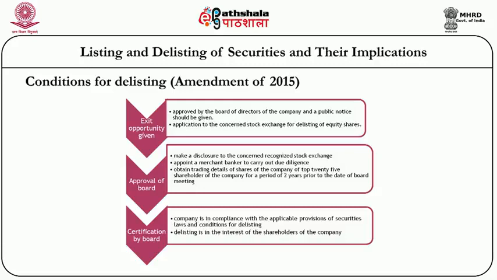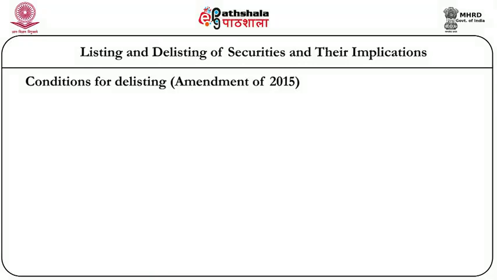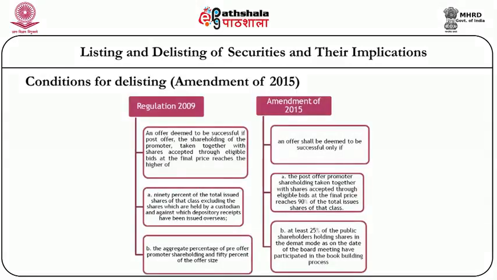Then the board has to certify that the company is in compliance with the applicable provisions of securities laws and conditions for delisting, as well as that the delisting is in the interest of the shareholders of the company. So, these are 3 changes which are made in the case of voluntary delisting where an exit opportunity is required to be given. Another major change is about when an offer is deemed to be successful.